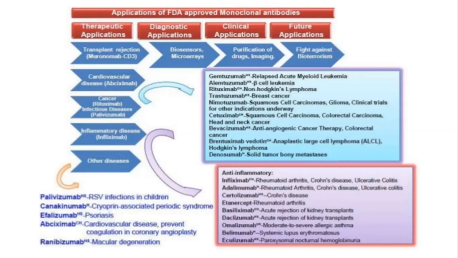This particular type of monoclonal antibody can be used, and these are listed here in case of anti-inflammatory action, in case of cancer, in case of different types of cancer. What sorts of monoclonal antibody can be used? Here you can see rituximab can be used for non-Hodgkin lymphoma. Then trastuzumab can be used for breast cancer, etc.